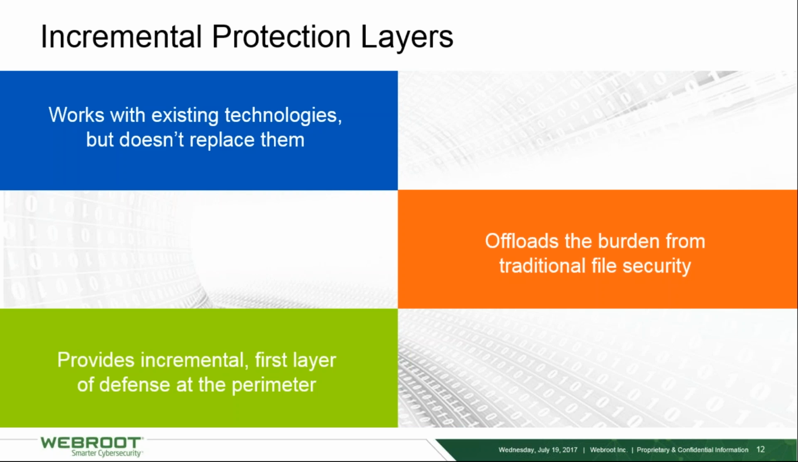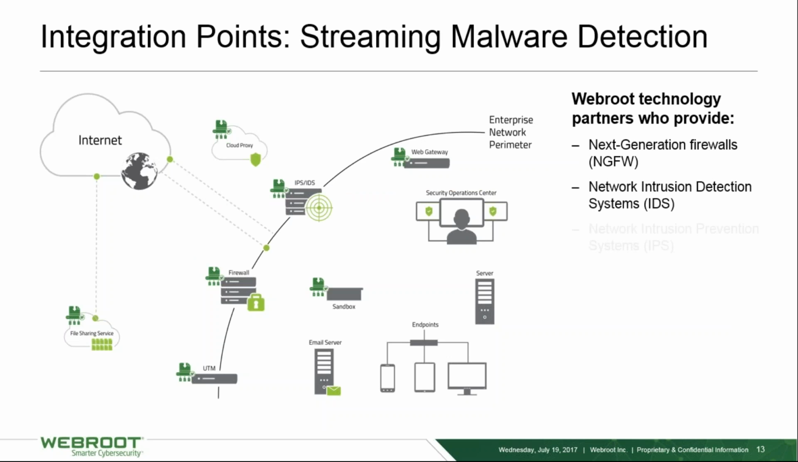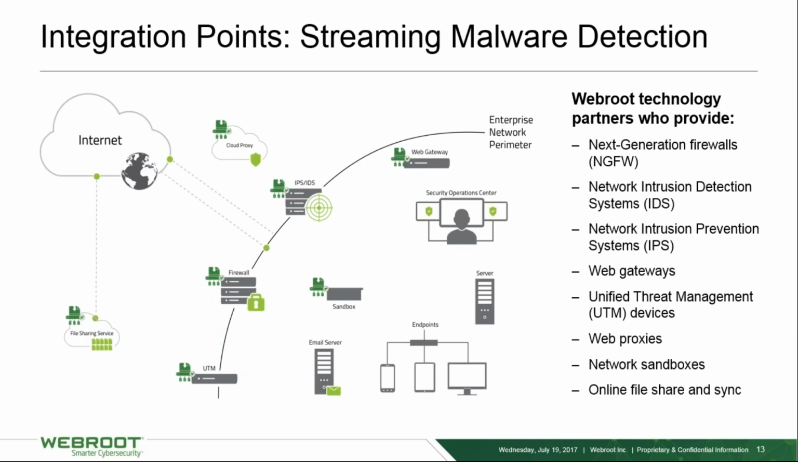So the zero-day detection, the speed, the accuracy are all tremendous benefits. We work with existing technologies, so we don't replace technologies, but we're an incremental layer of defense. So we work well with sandbox, with existing endpoint protection, both signature-based and heuristics-based. So we would consider this technology an incremental first layer of defense right at the network perimeter that offloads the burden from other traditional file security detection techniques.